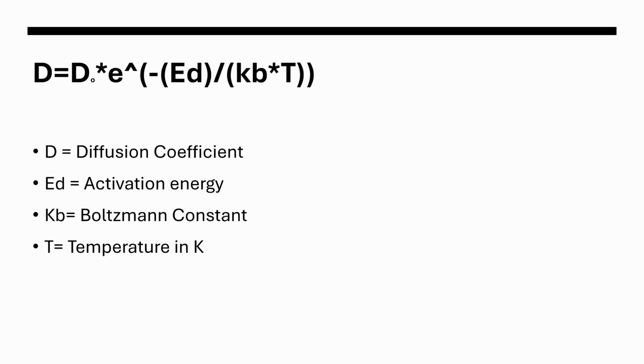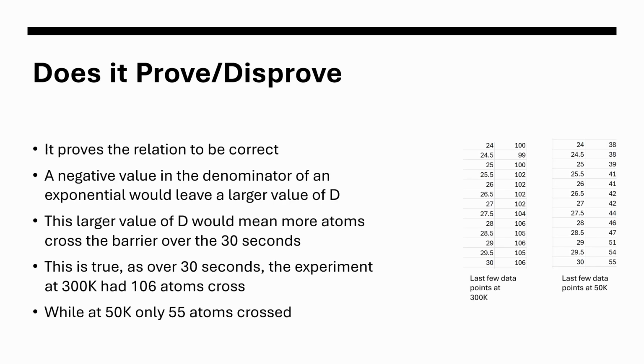We use kB in this since we're doing it on the atomic scale, where if you were doing it per mole, you would use R. In order to prove or disprove that this equation works for our data, we first need to look into how the thing works. In the end, it will prove it, but based on the equation, since e to the negative ED over kBT, as T increases, the value of D would get larger because e is to the negative exponent. If e was to a positive exponent, it would make it smaller, but since it's negative, it makes it a larger value. So a larger value of D would mean that more atoms would cross over the barrier over the 30 seconds.